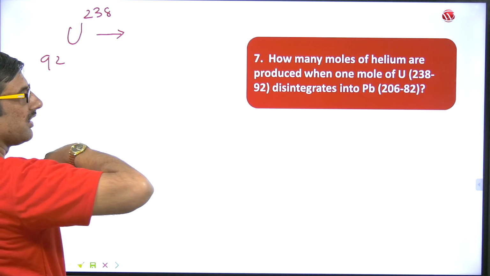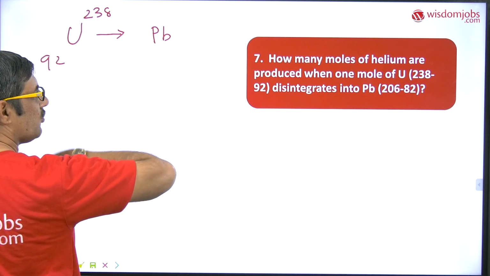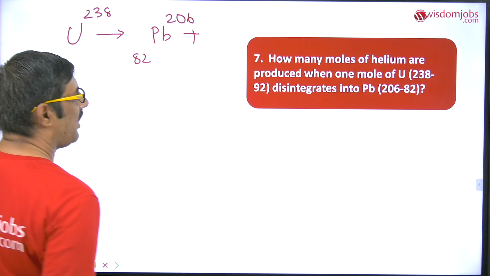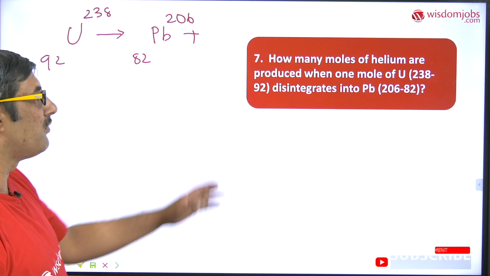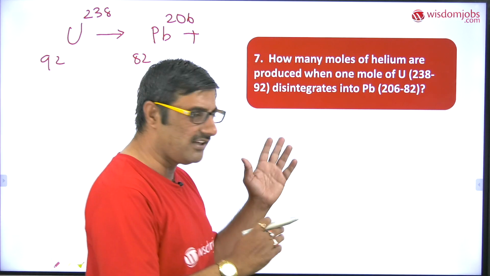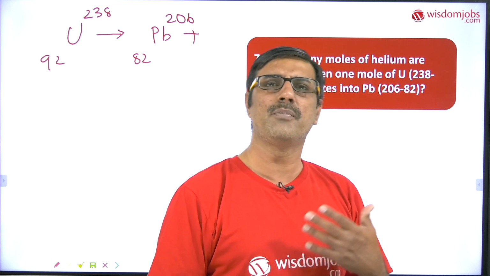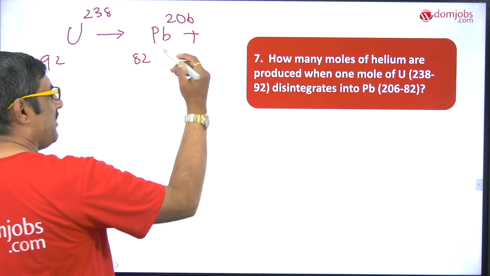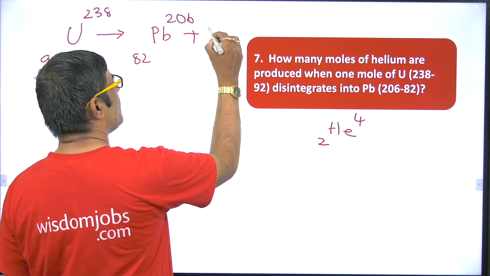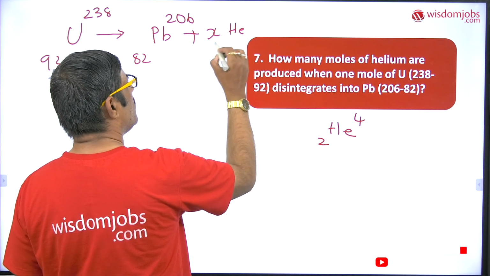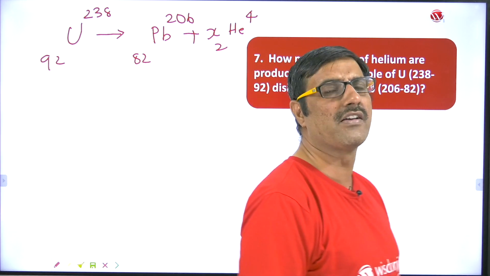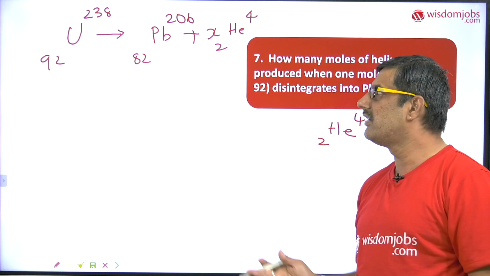is equal to Pb. What is it actually? 206 is here, and 82 plus, how many, we should determine the number of moles of helium. What is helium actually? It is nothing but an alpha particle, is it not? So indirectly he is asking you how many alpha particles are produced, understand? So plus, now let me name, helium is what? The representation is 2 4. So let me take that number of helium atoms as X. Helium 2 4, right? So now same mole procedure, compare the mass numbers and atomic numbers, and you are going to get the value of X.